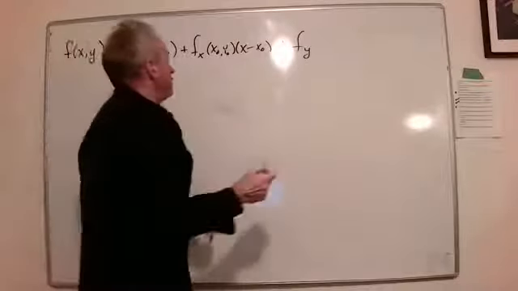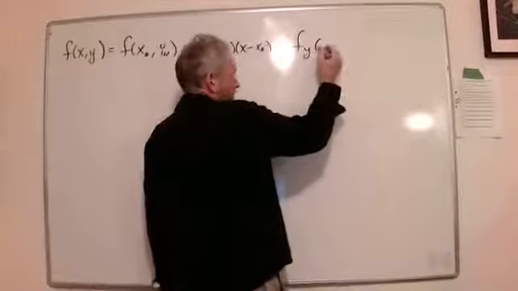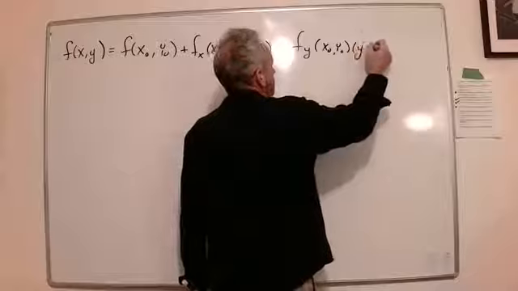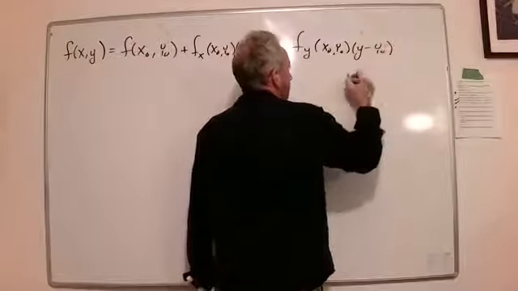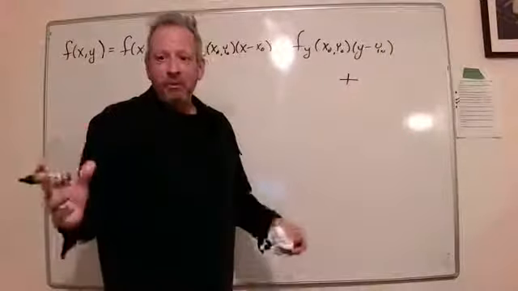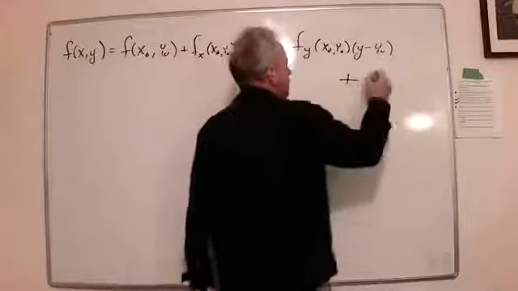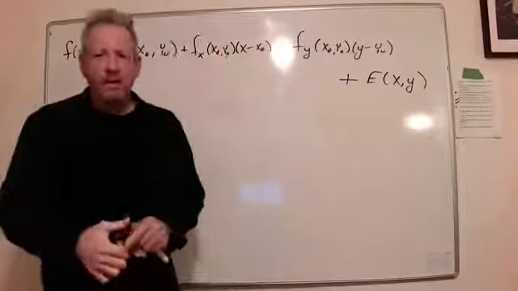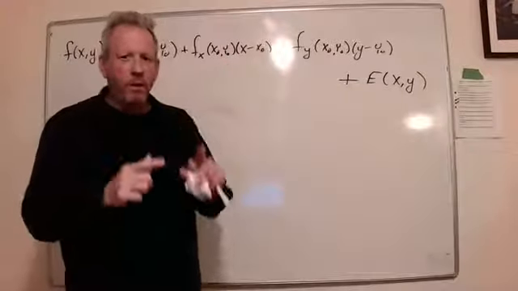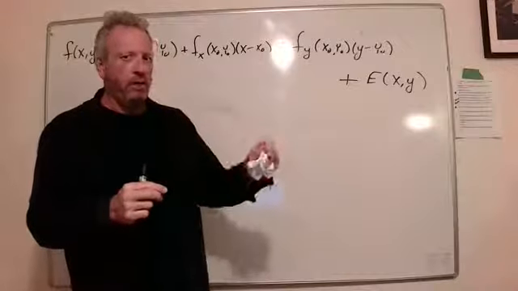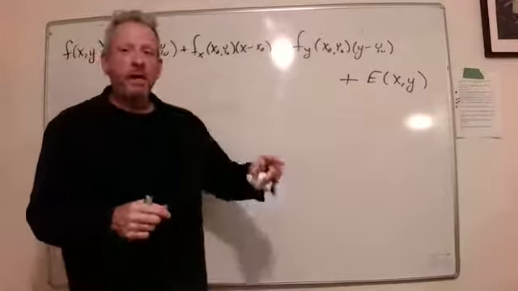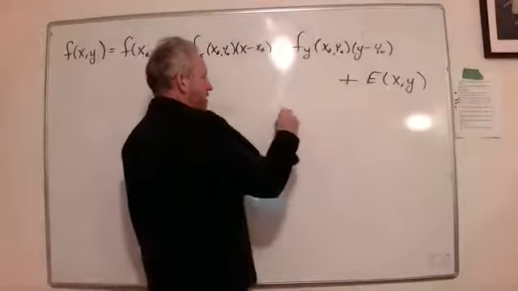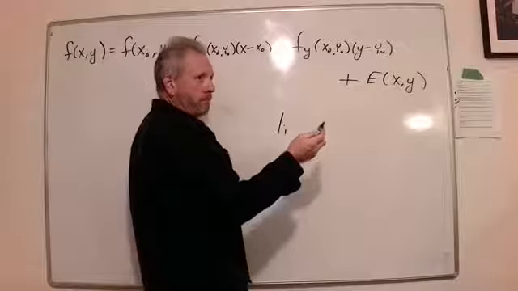You'll see it written differently in different books, but the partial derivative of f with respect to y evaluated at x sub 0, y sub 0 times y minus y sub 0 plus an error, which is a function of x, y. The idea there is that how far away from the given point we are will determine how great the error is.